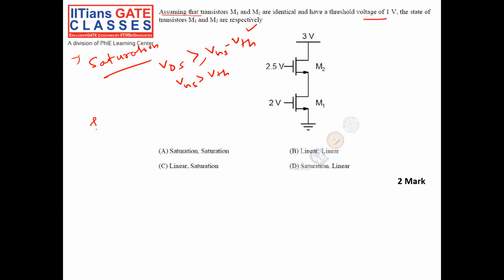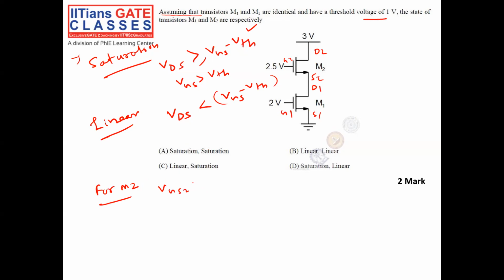A transistor is in the linear region when VDS is less than VGS minus VTH. This is the important condition for linear. This information we know. And what else do we know? For transistor M2, this is G2, this is drain 2, this is source 2. This is drain 1, this is source 1, this is gate 1. Clear?